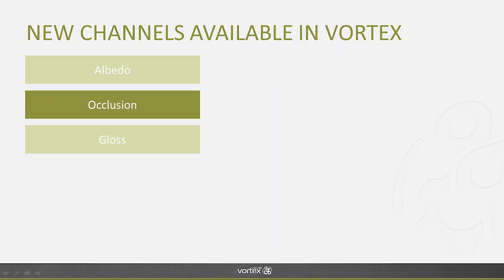The second new channel available in Vortex 6.7 is the occlusion channel. The occlusion channel provides your model with self-shadows. It adds volume with shadows that are not created by the ambient light sources. So it's not computed in real time. It does not take as much of a toll on resources. Actually, it takes almost no toll on resources because it's a static element. But it provides a layer of sophistication to your model.